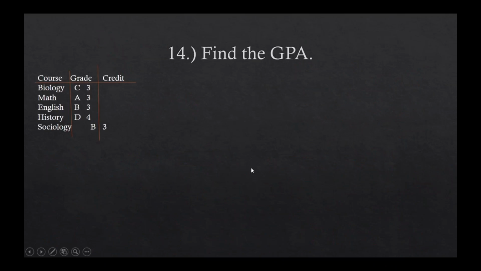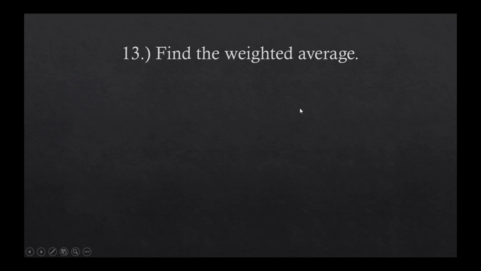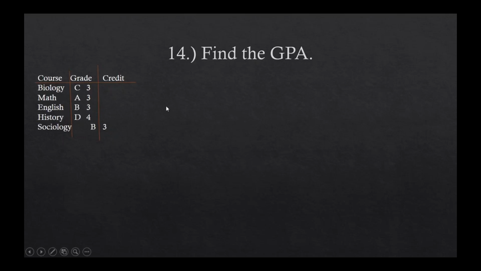So, okay, let's find a GPA. Oh, okay, so this did not come over very nicely. You can see that the grades are C, A, B, D, B. These numbers should, oh gosh darn it. I need to back up. Hold on a second. Okay. So these credits should be over here: 3, 3, 3, 4, 3. Get those out of there.